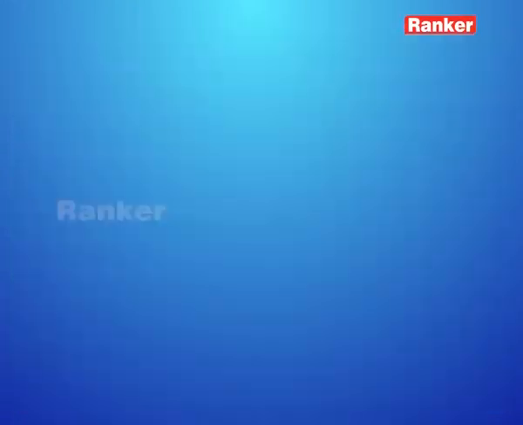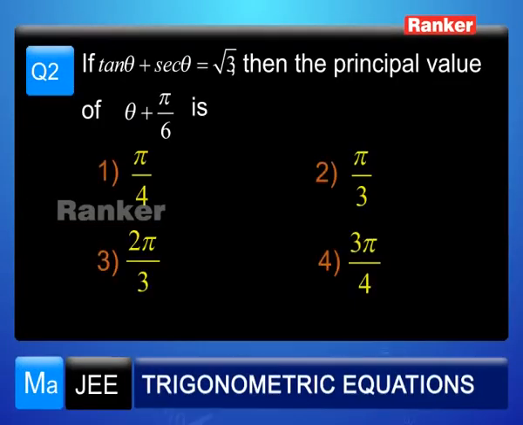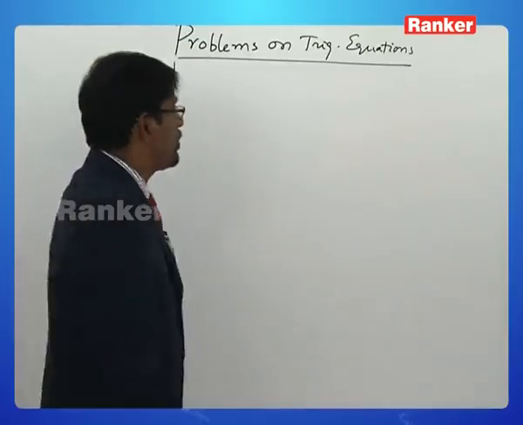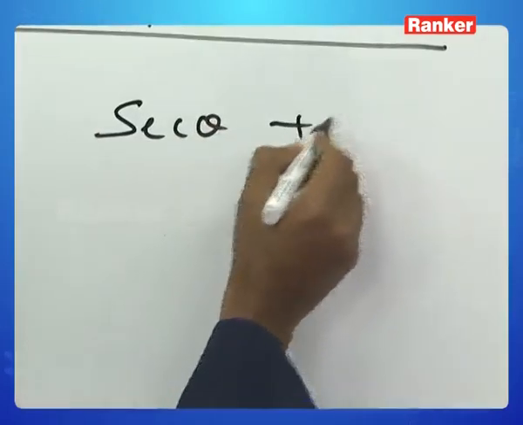So let's move on to the next question. If tan theta plus secant theta is equal to root 3, then the principal value of theta plus pi by 6 is: first option pi by 4, second option pi by 3, third option 2 pi by 3, fourth option 3 pi by 4. Now, secant theta plus tan theta is equal to root 3.